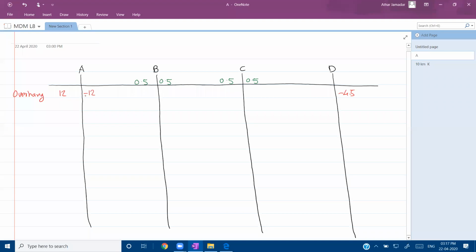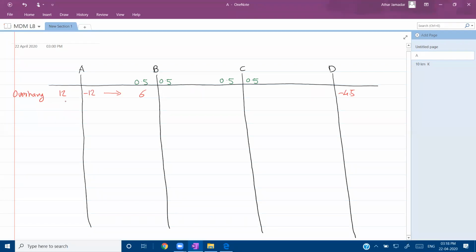That means we have added an external moment of minus 12 kilonewton meter at support A, and whenever we are adding such type of moments, at that time we have to apply carryover. So 12 by 2, it is going to be 6 kilonewton meter moment. This is to compensate overhanging effect.